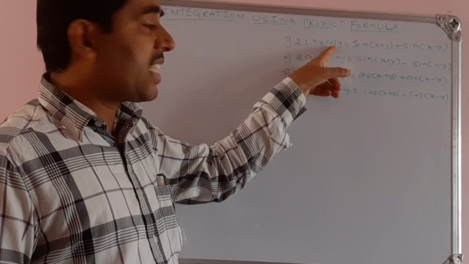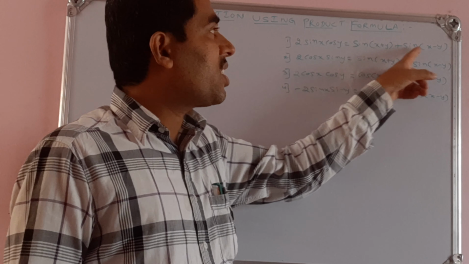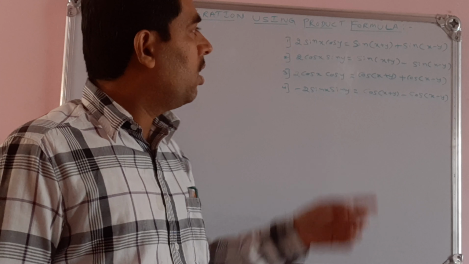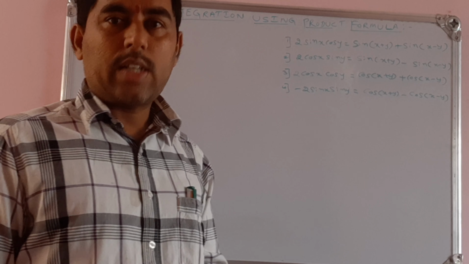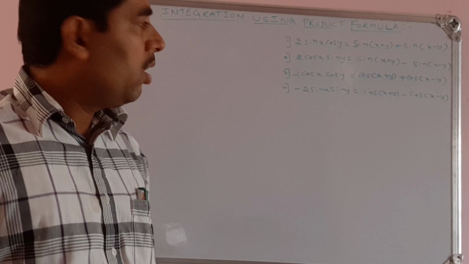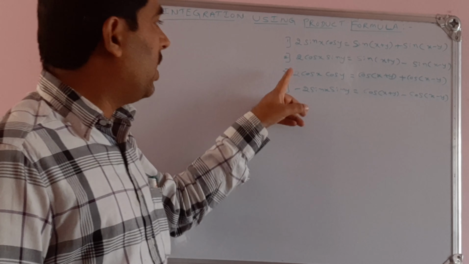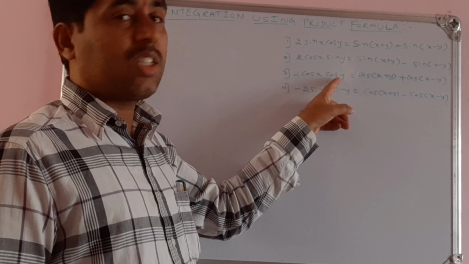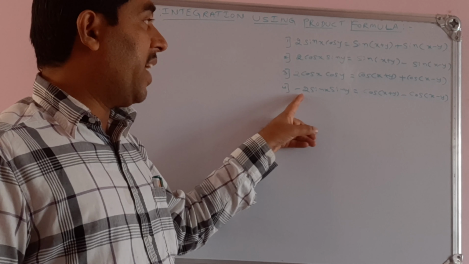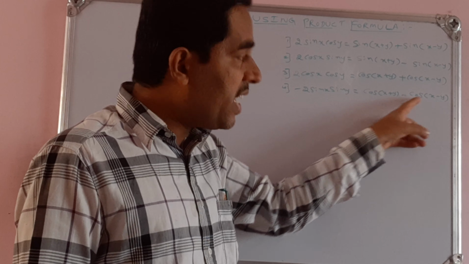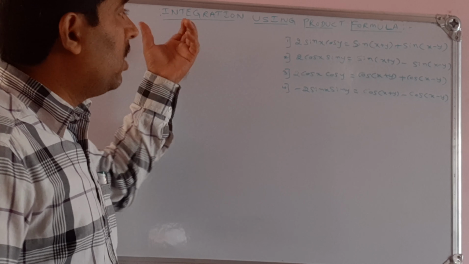If I have 2 sin x cos y, it is equal to sin of x plus y plus sin of x minus y. Here x and y are angles. Then for the product of cos and sin, 2 cos x sin y can be written as sin of x plus y minus sin of x minus y. The third product formula is 2 cos x cos y, the product of cos and cos, which is equal to cos of x plus y plus cos of x minus y. Then minus 2 sin x sin y is equal to cos of x plus y minus cos of x minus y. So you should remember all these formulas to integrate the given functions.